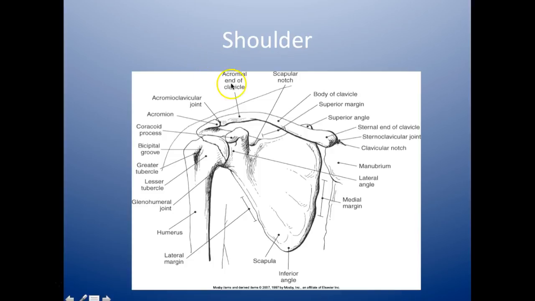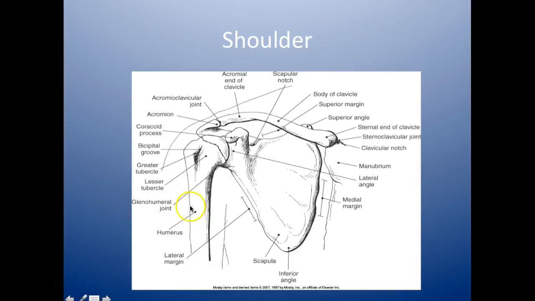So coming across, we'll start with the acromial end of the clavicle. We have the scapular notch with the body of the clavicle, and then we have the sternal end of the clavicle. So you can see here we have the superior angle of your scapula. Coming around, this is the manubrium and the medial margin, the inferior angle, and the lateral margin of your scapula. Here is your lateral angle.